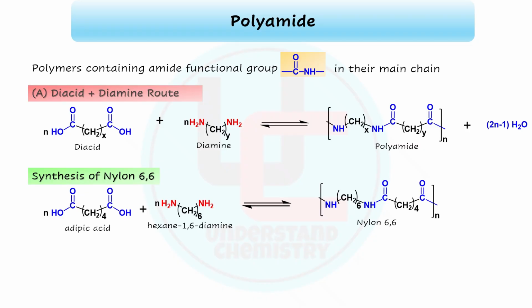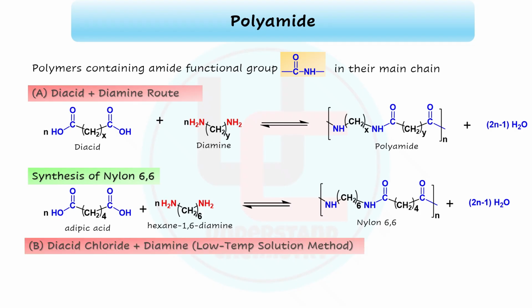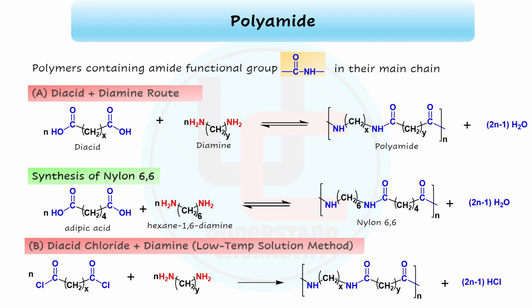The alternative route for producing polyamide is using activated diacid, as was used in the case of polyester. In this method, the diacid, for example adipic acid, is first converted into a diacid chloride by reaction with thionyl chloride. The resulting diacid chloride reacts with the diamine. The nucleophilic amine attacks the carbonyl carbon of the acid chloride, forming the amide linkage. This reaction produces polyamide and liberates hydrogen chloride as the byproduct.